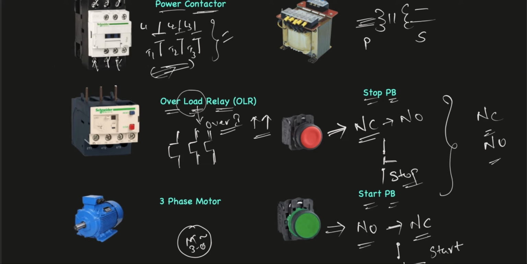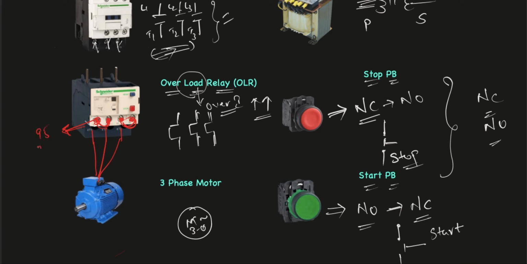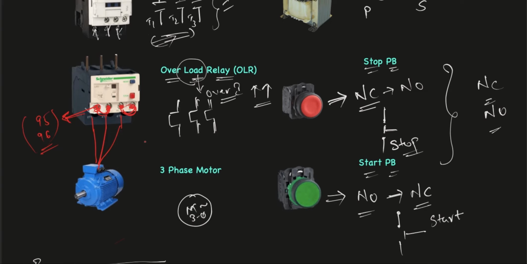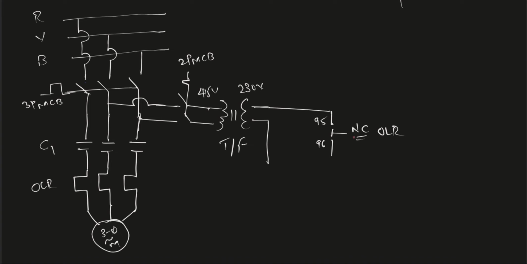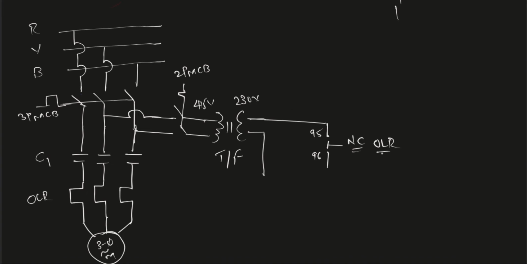If you see, we have 4 points. These 3 are connected to the motor directly, and these points are NO-NC contacts. So we have 2 contacts of NO and 2 contacts of NC. Normally closed contacts of the OLR relay are always 95 and 96 contacts. This is according to the ANSI code. So I hope you understood. So we are taking 95, 96 normally closed contacts of OLR.